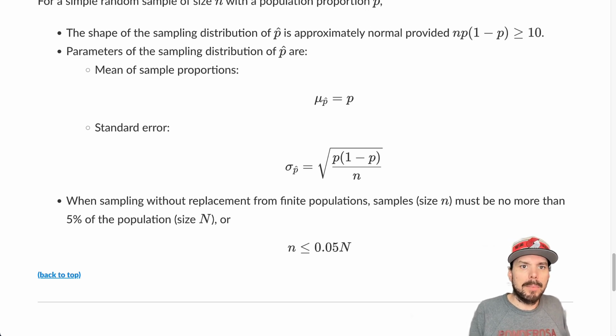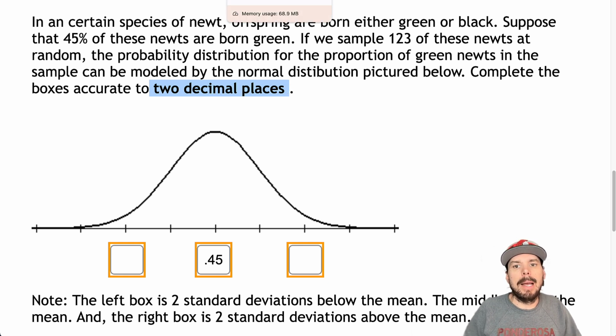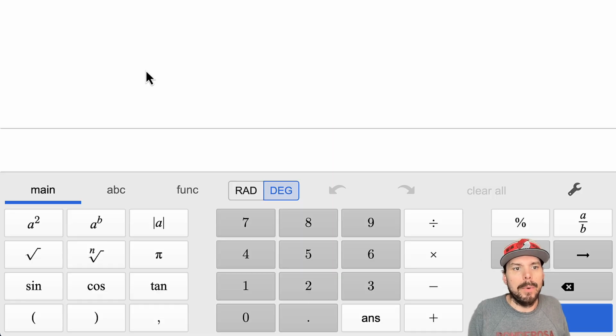Now to finish this problem, I need to calculate that standard error, and then I need to add it twice to the center value and subtract it twice. It says to round the final answer to 2 decimal places. So we'll want to keep that in mind, but it's best to do that rounding at the very end, just to keep the precision going all the way to the end.